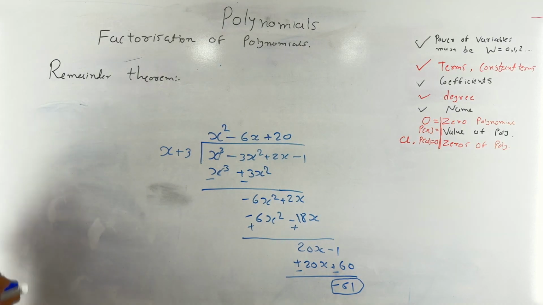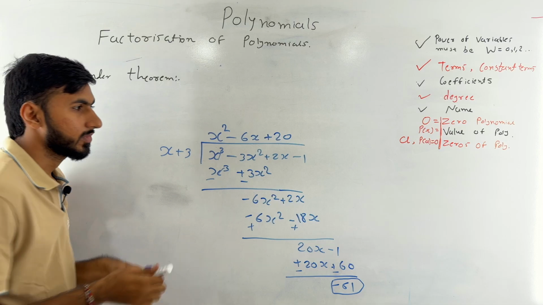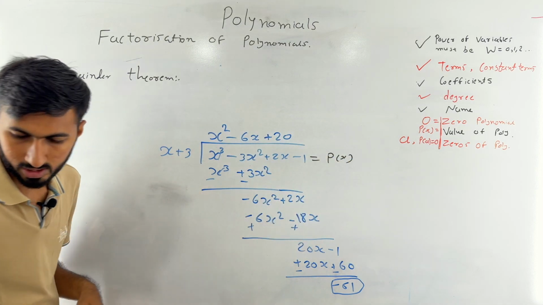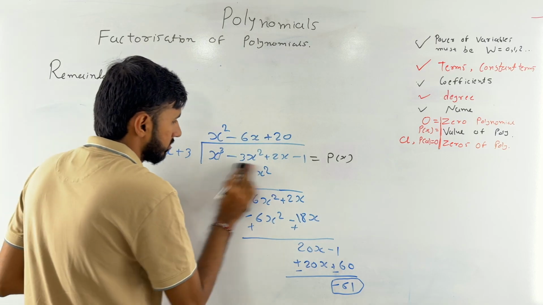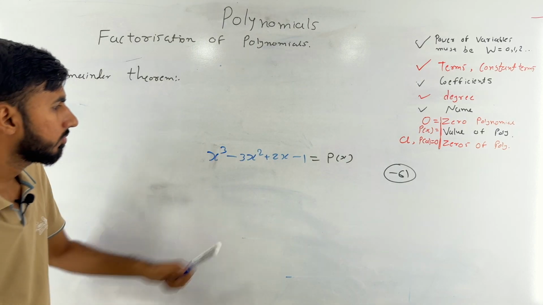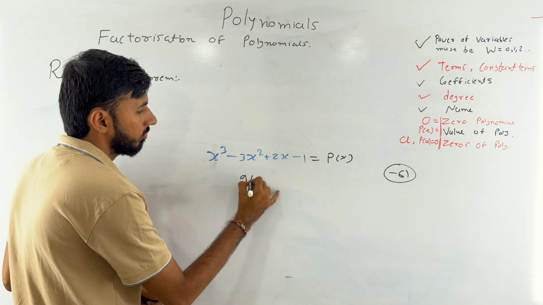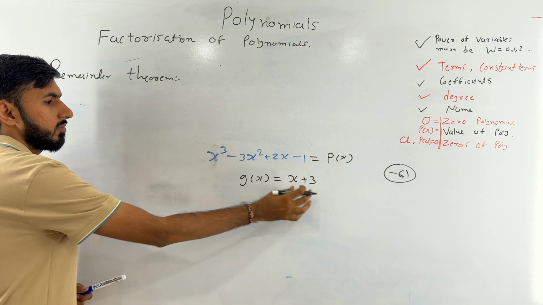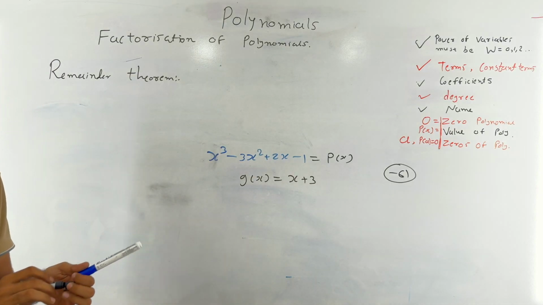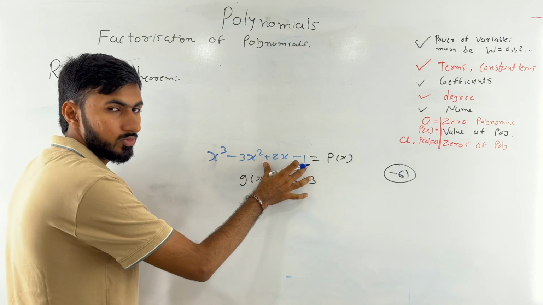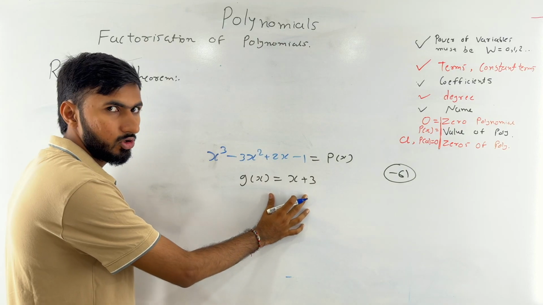So when you want to find a remainder, let's say this is your polynomial p of x, right? Let's say this is your p of x, your polynomial p of x, and your g of x is equal to x plus 3. You want to divide this polynomial by this polynomial and find just a remainder, right? Now your p of x is this polynomial, your g of x is this polynomial.